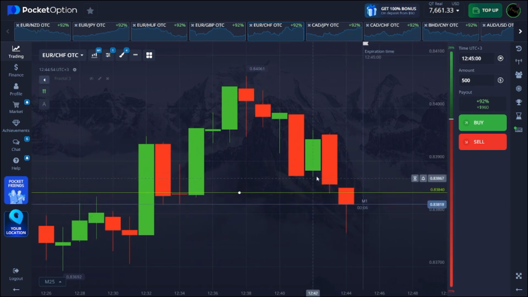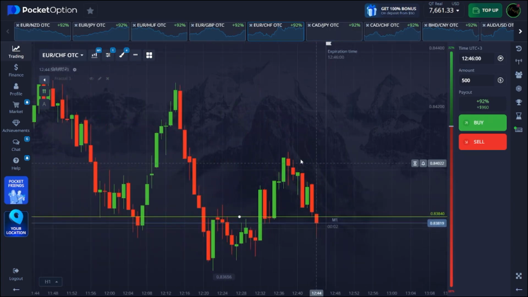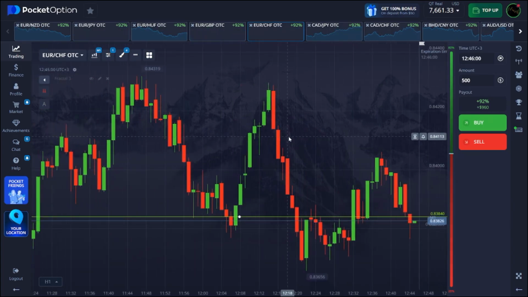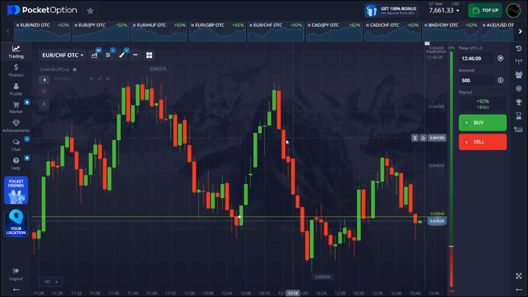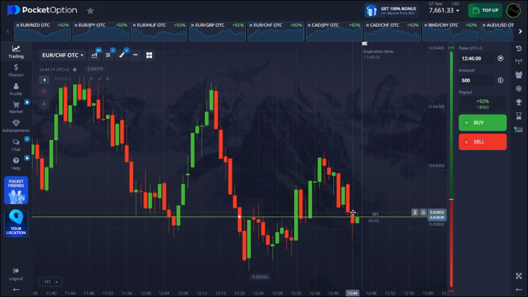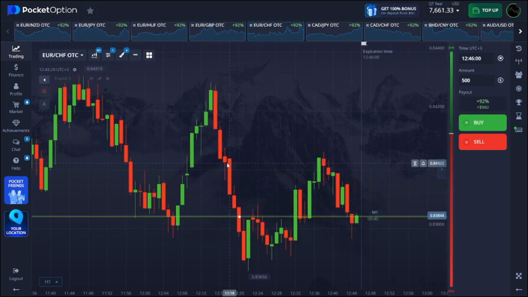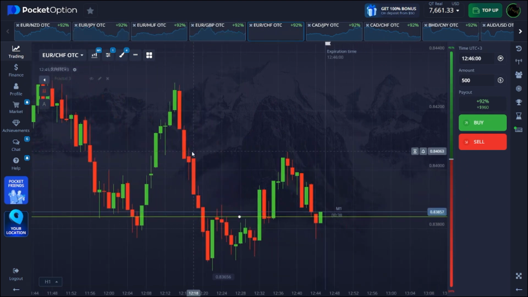So the strategy is that simple, guys. All you have to do is look for the perfect demand or supply area, wait for the market to get to your entry and enter the trade. So yeah, I'll explain more as we continue. So let's look for another trade and I'll explain more.